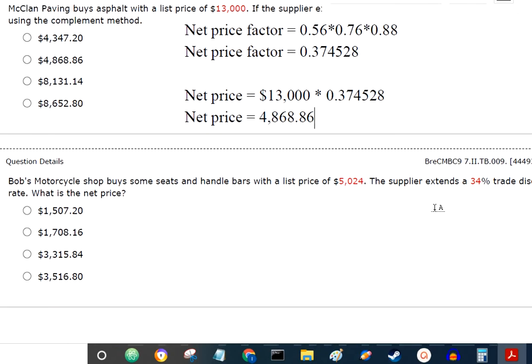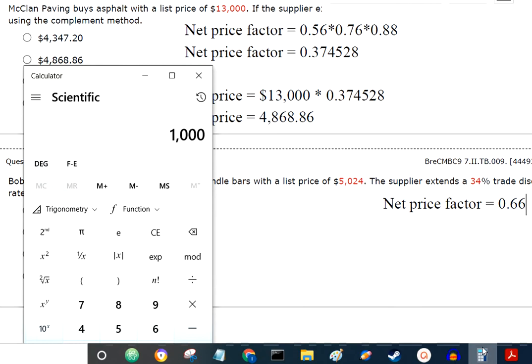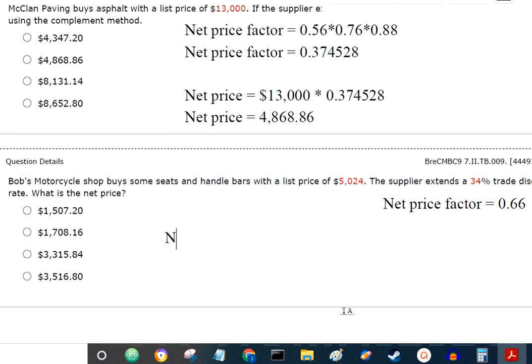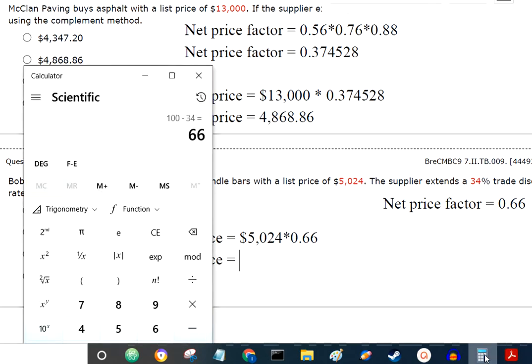Question 25 is asking for the net price. So if you've got a list price of $5,024 and you get a 34% trade discount, that means your net price factor is 0.66 or 66%. If the product's 100%, that's the original price. Take out the savings, the 34%, then you're paying 66% of the price. So the net price is just the $5,024 times the net price factor. So it's $3,315.84.